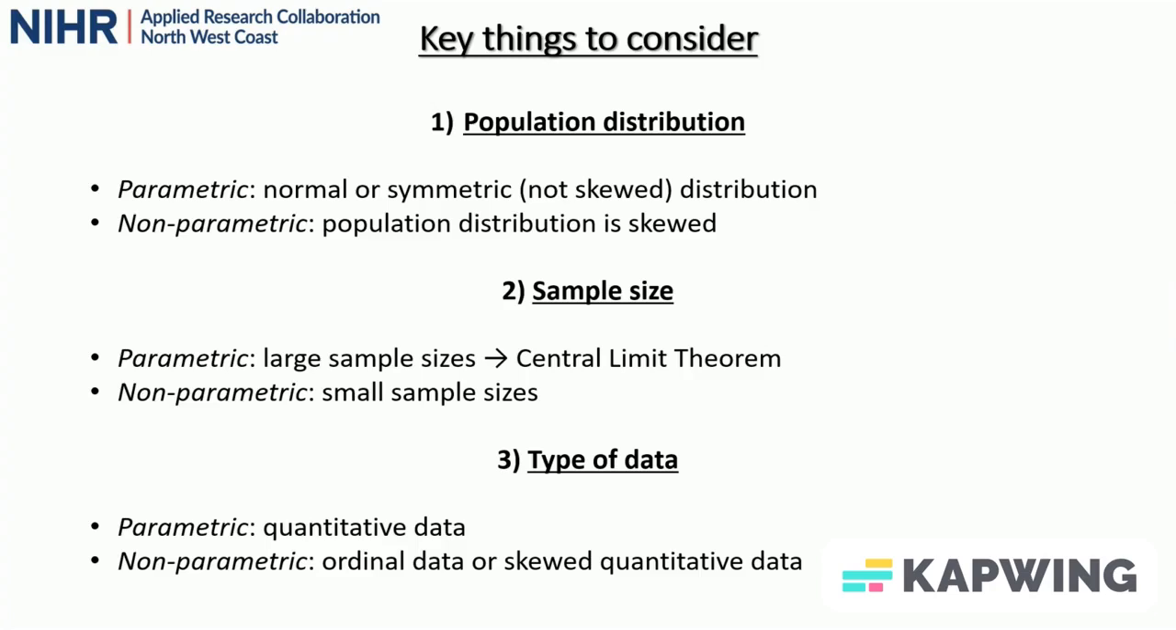And the third key thing to consider is the type of data you're dealing with. Again, this is something you can have a look at in more detail by watching the video on descriptive statistics. There is a short part which covers the different types of data you might deal with in statistics. In particular, if your data is quantitative, then it might be more suitable to adopt parametric methods. On the other hand, if your data is ordinal or if you got skewed quantitative data, then non-parametric tests might be more suitable.